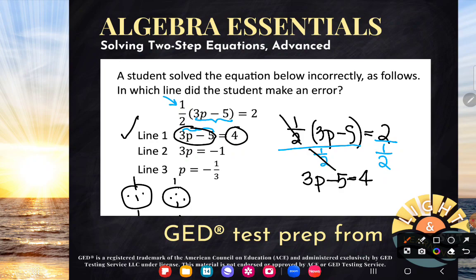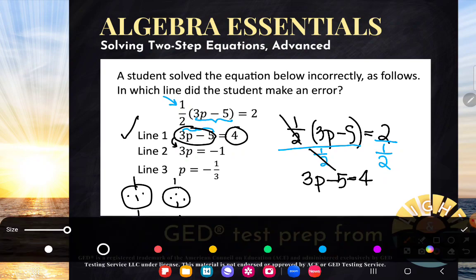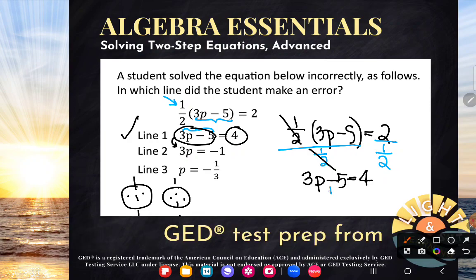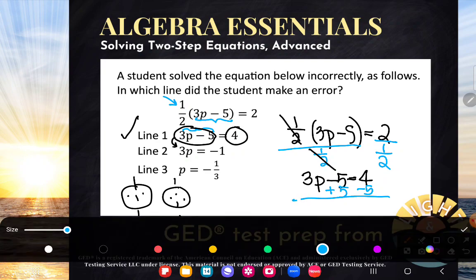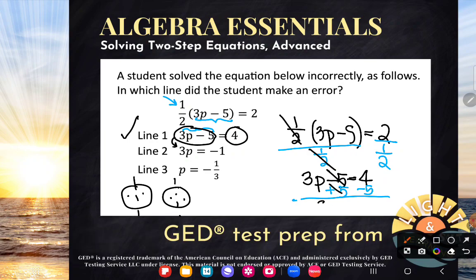We're good. Now, look down at their line 2. They still have 3p left, so it looks like they got rid of the minus 5. So let's also ourselves get rid of the minus 5. So the opposite of subtracting 5 is adding 5. And if I were to do that, I would get, let's see, minus 5 and plus 5 are opposites. They cancel. 3p's alone.